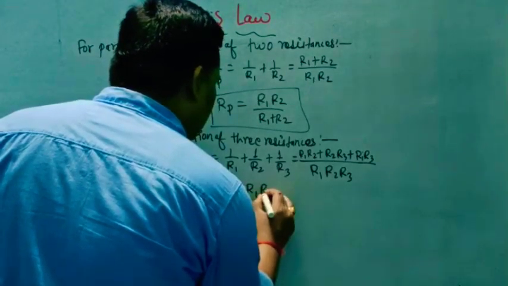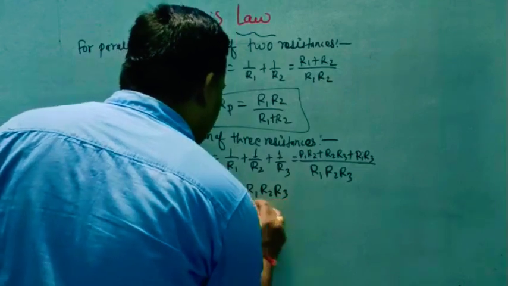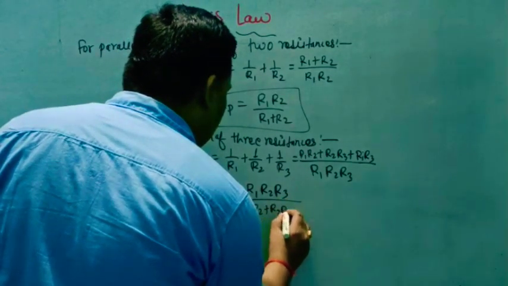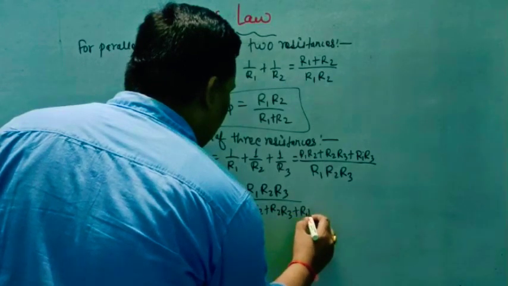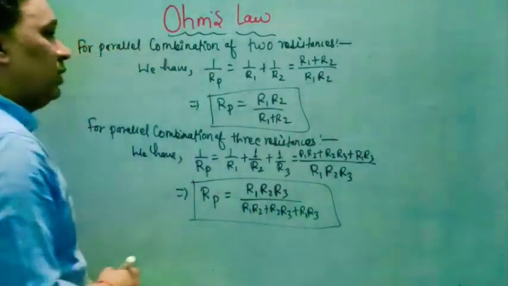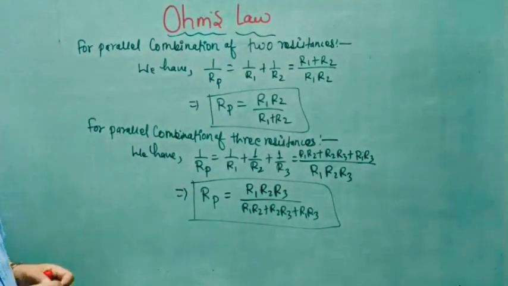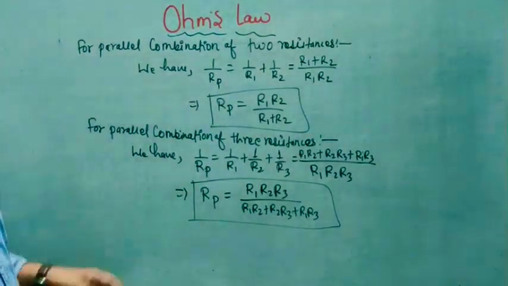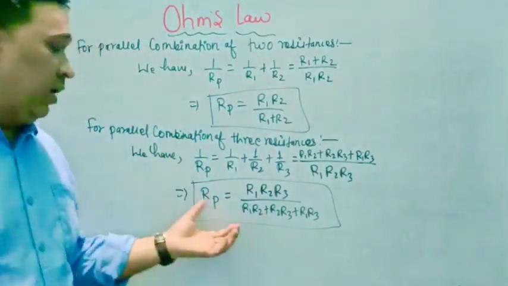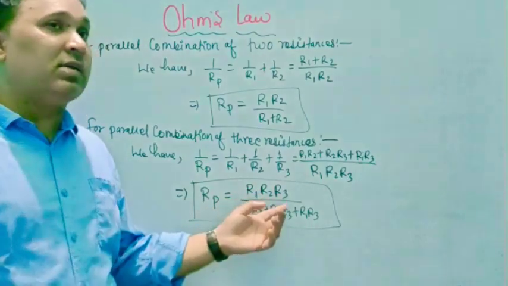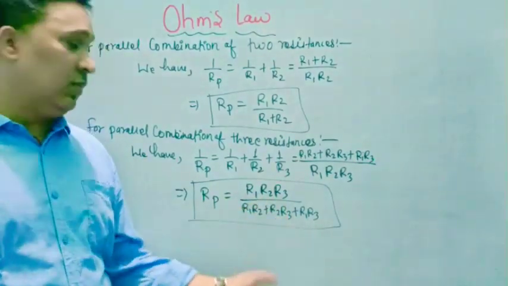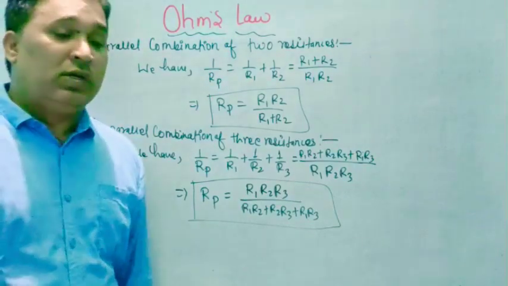ऊपर मल्टीप्लिकेशन में R1, R2, R3 और नीचे R1 R2 plus R2 R3 plus R1 R3. Putting the value of resistances, you can calculate the effective resistance for 3 resistances. तो 2 का रहे तो सिंपली ऊपर मल्टीप्लिकेशन से नीचे एडिशन में, और 3 का रहे तो ऊपर मल्टीप्लिकेशन में और नीचे 2 का मल्टीप्लिकेशन एक साथ उनका सम रख करके आप निकाल दे सकते हैं.